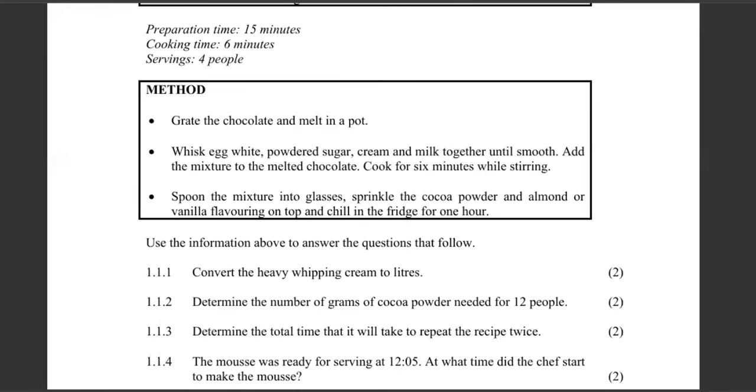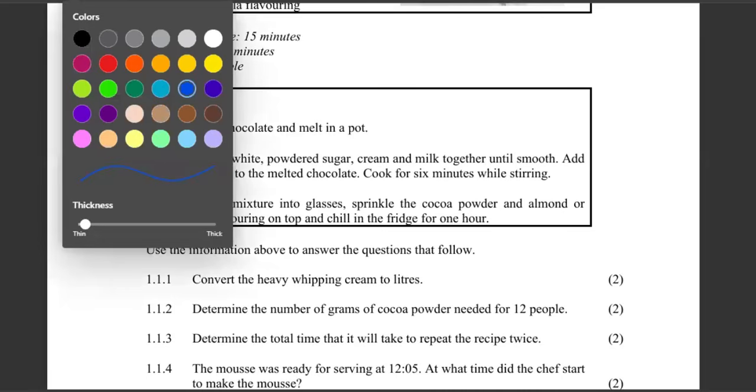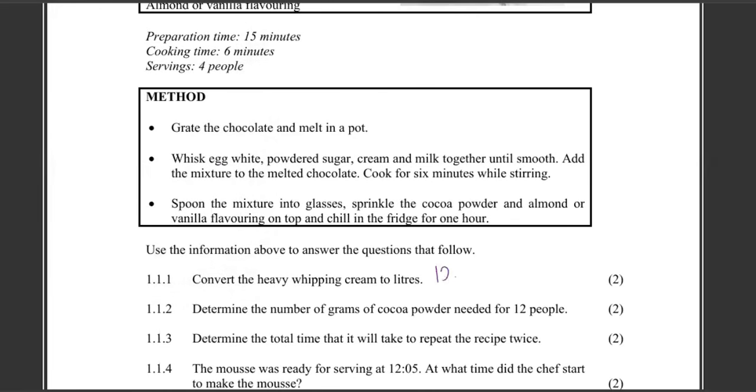We are changing 125 milliliters to liters. Whenever you're changing milliliters to liters, we divide by 1,000. So here you just divide by 1,000, and you end up having your answer, 0.125. Don't forget, these are what? Liters.